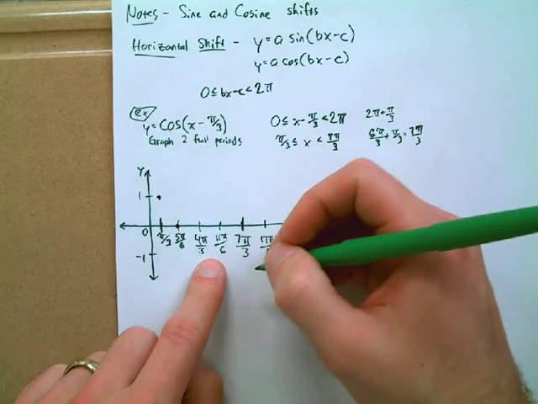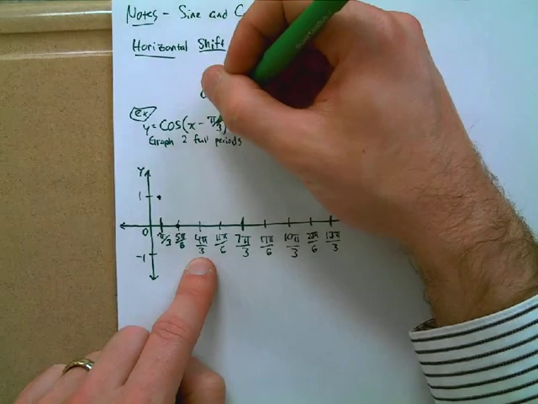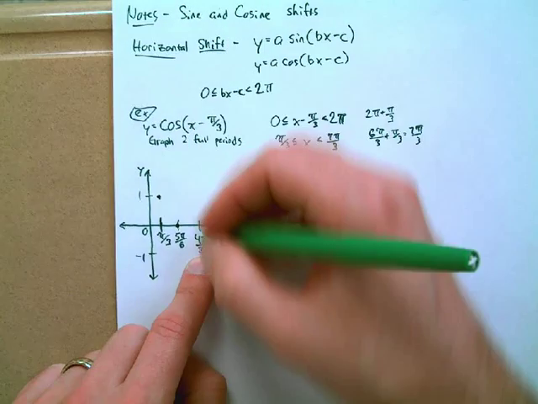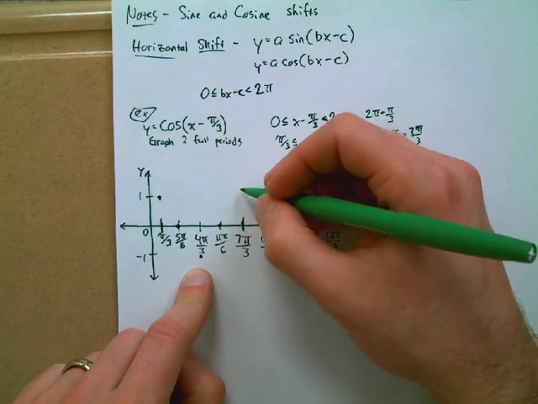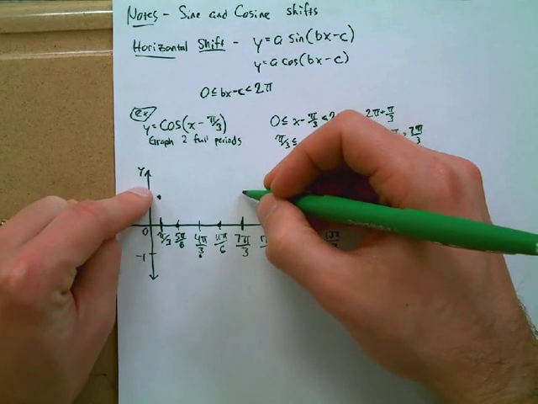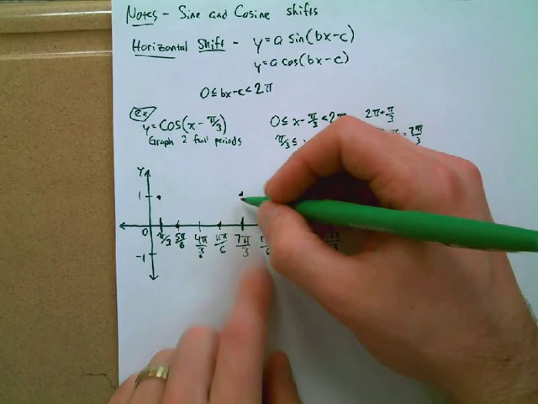And so you can see it's going to follow the normal pattern of cosine. We're going to start up off the axis here at 1, go down to 0, then to negative 1, then 0, then back up to 1, and so on and so forth. You can just follow the pattern. Once you get the hang of the pattern, it's not necessary to plug all these numbers in.